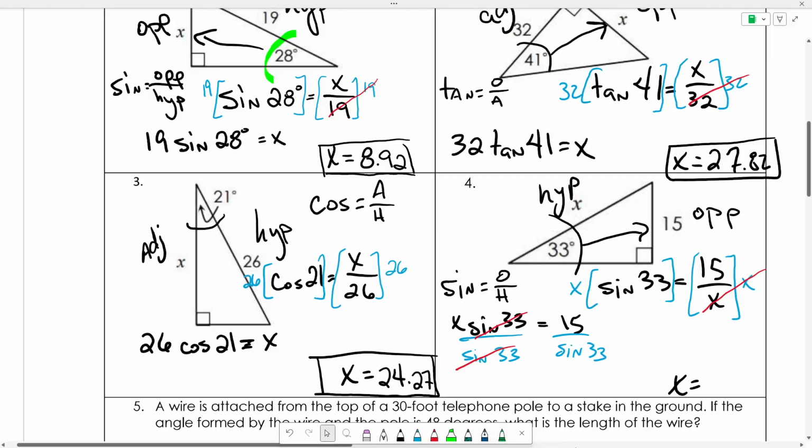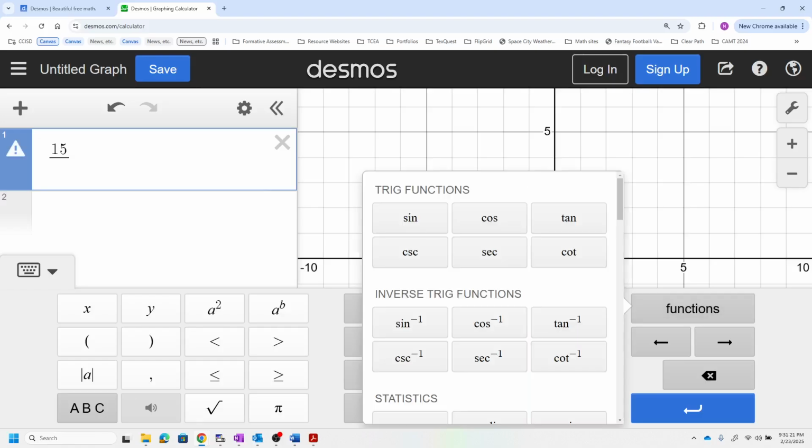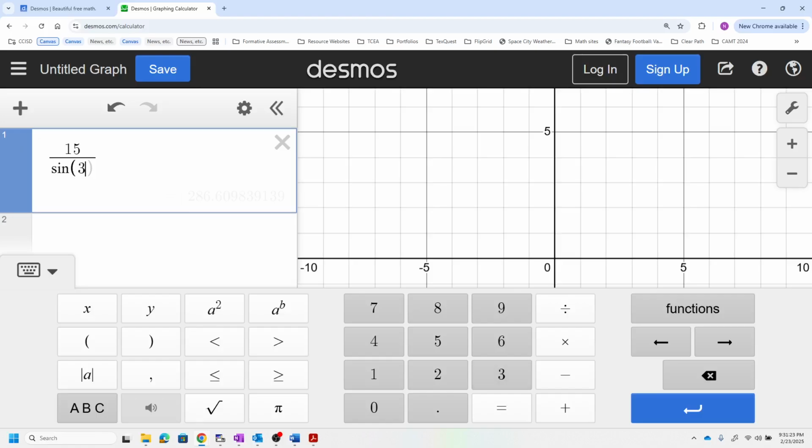I'm going to grab my Desmos calculator, and here we're going to type in 15 divided by the sine of 33. And we see that it's 27.54.